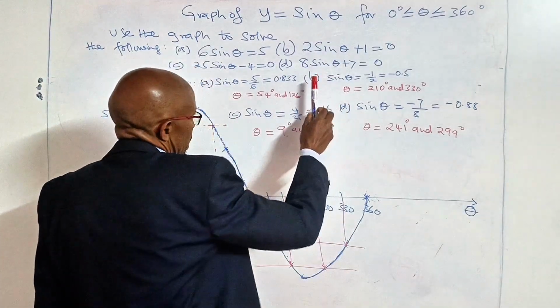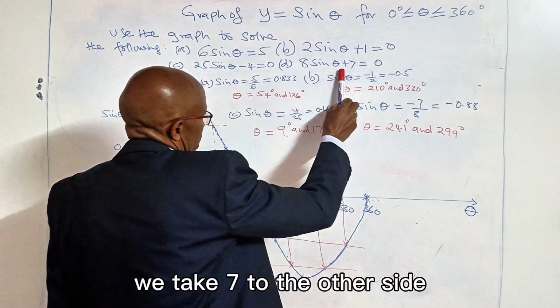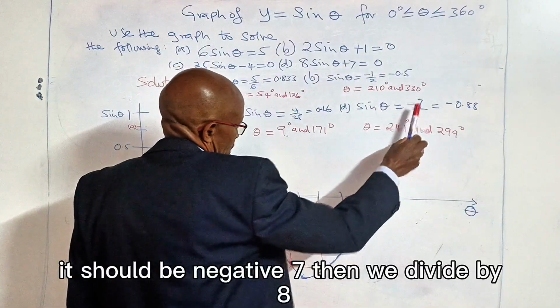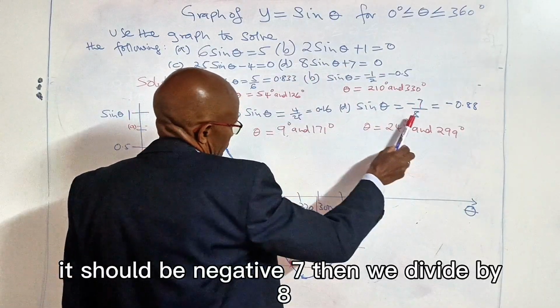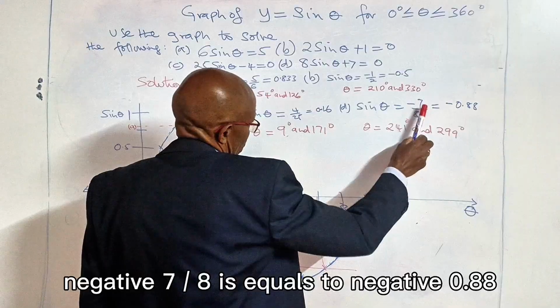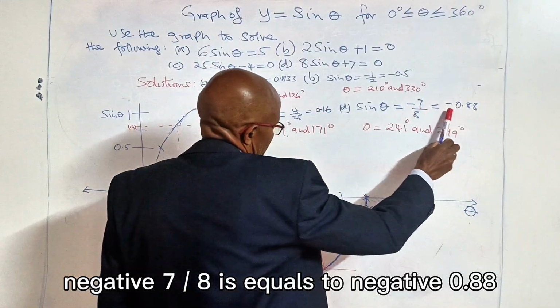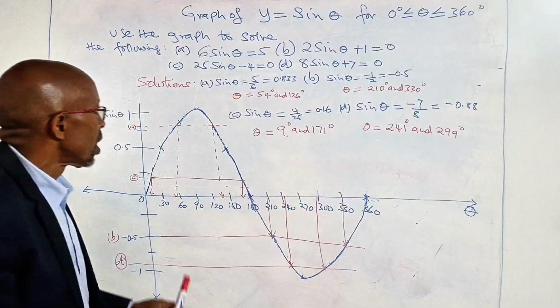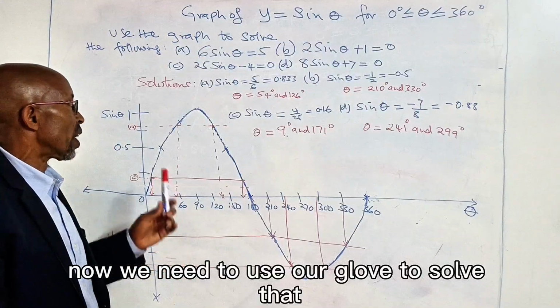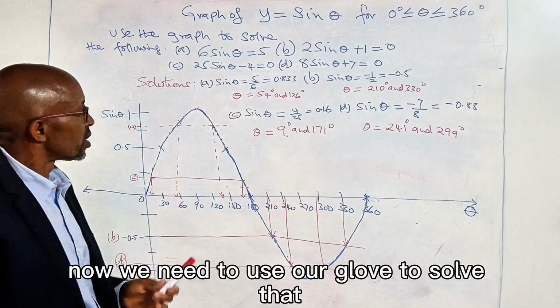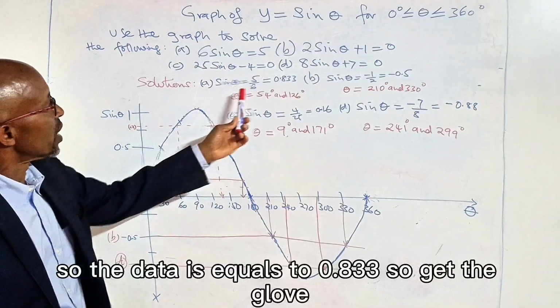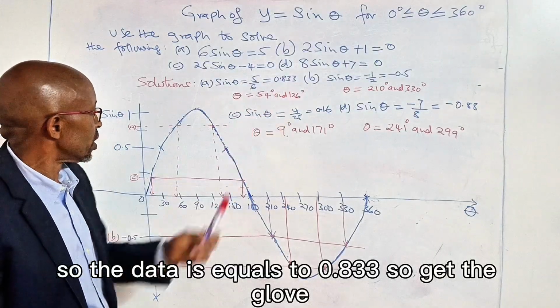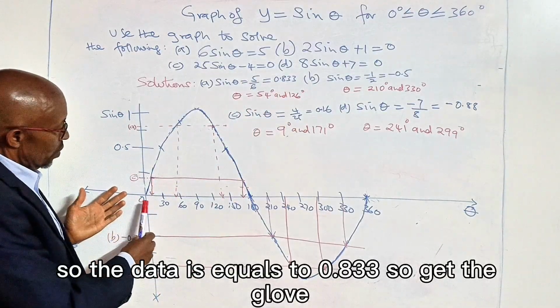Then number D, we take 7 to the other side, it will be negative 7. Then we divide by 8. So sine theta is equal to negative 7 divided by 8, which is equal to negative 0.88. Now we need to use our graph to solve that. Sine theta is equal to 0.833. So we get the graph.